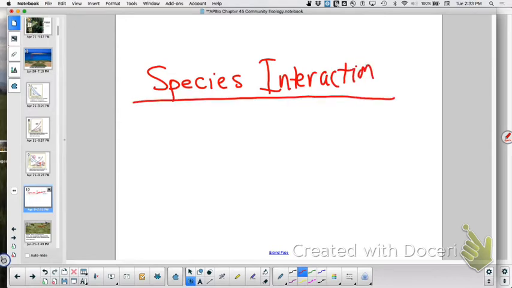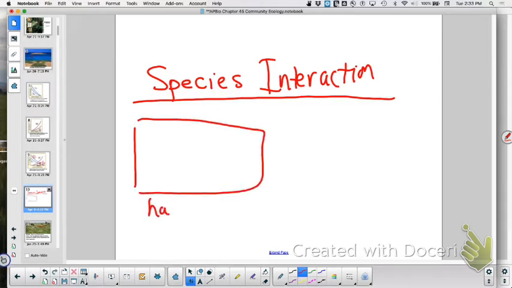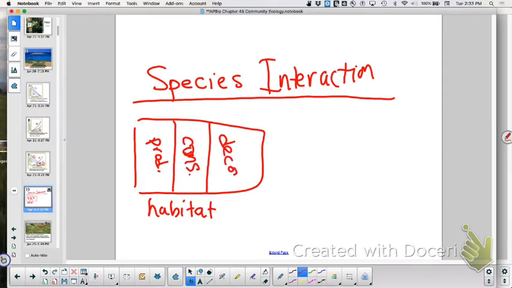Okay, what do you call the word where you live? Habitat. Okay, so if I have this area that is my habitat, what do you call what you do? Ecological niche. Niche, okay? So let's break it into some different categories. What are some niches that you could have? You could be an autotroph, a producer, or a consumer, or a decomposer. Do you see how they're all living in the same habitat, but they all have a different job?